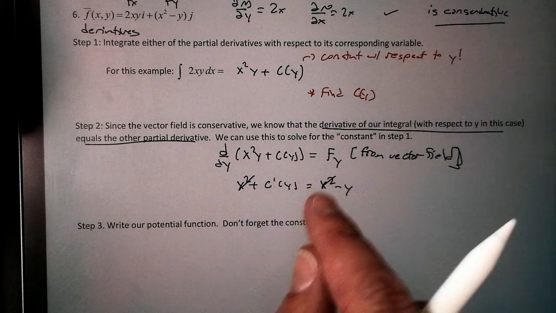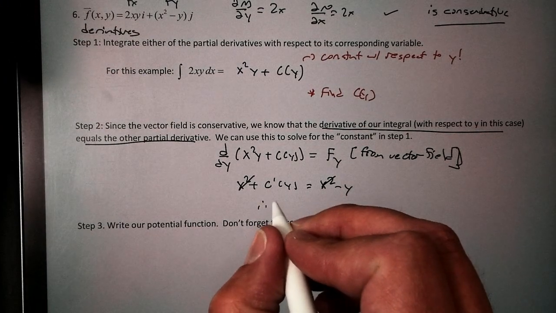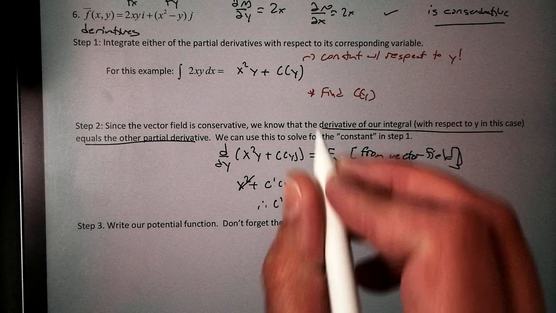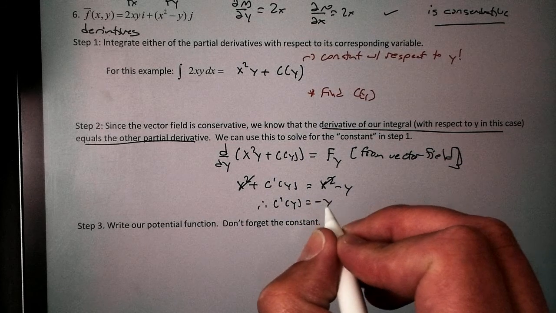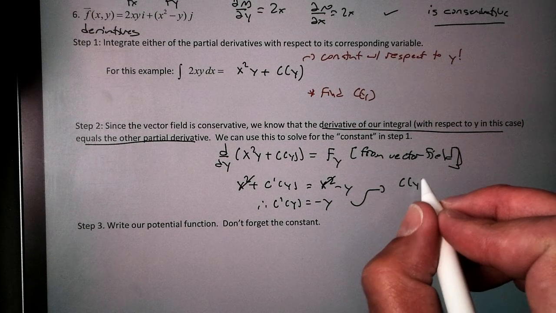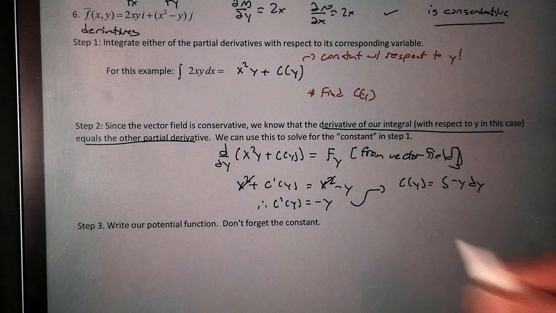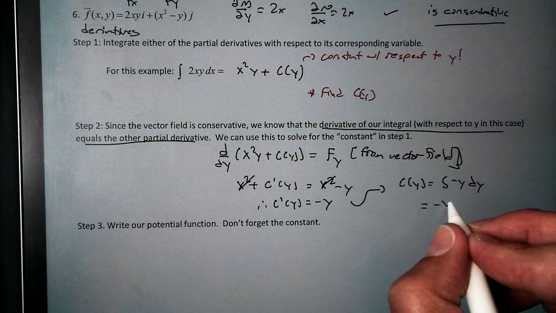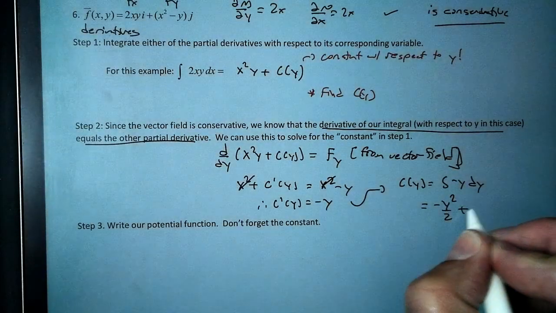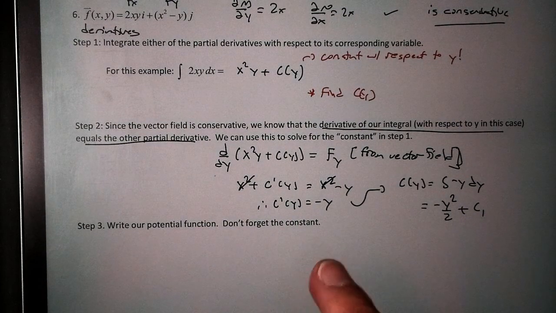If it wasn't conservative, we would wind up with some weird thing. It wouldn't make any sense for us. So therefore, I can say that c prime of y, the derivative of c of y, is equal to negative y. But remember, we wanted c of y, so we have to integrate that derivative with respect to y. I just have to integrate this now. And that becomes negative y squared over 2 plus c, our constant. Now this constant is a number, we can't find that just yet.